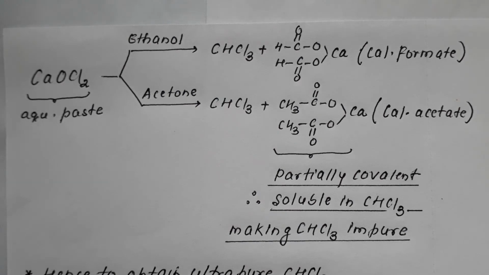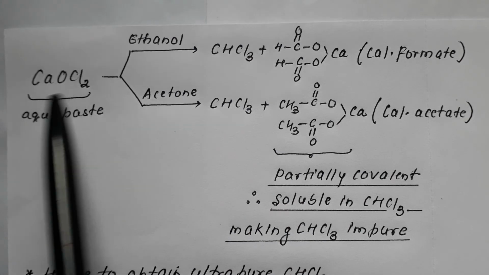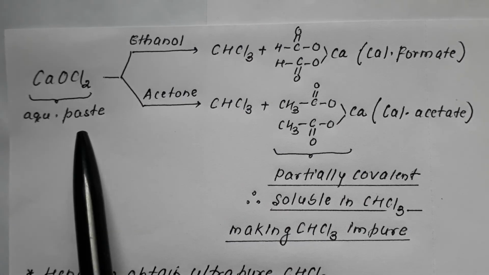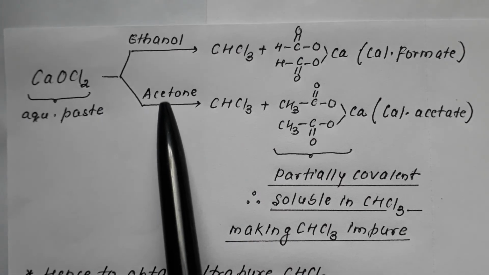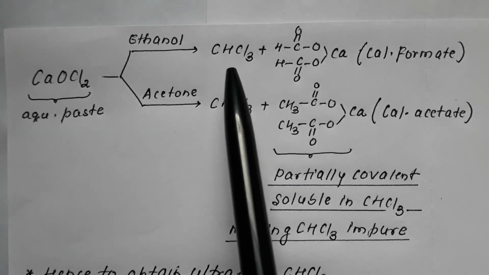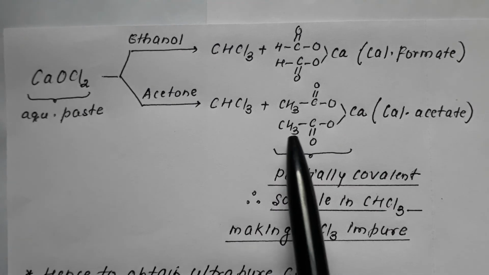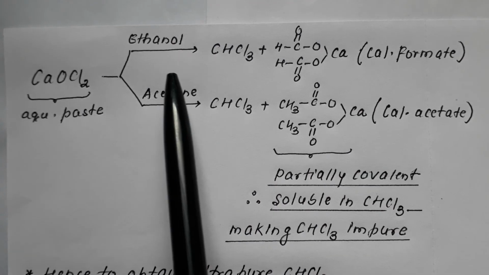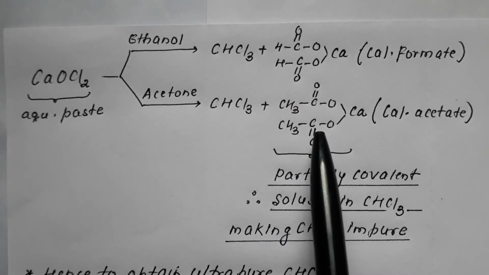Now coming on to a very important feature, very important for your competitive examination, being a very frequent question in the examination. Now if we take aqueous paste of bleaching powder and make it react with either ethanol or acetone, it results in formation of chloroform. In the first case we get calcium formate, in the second case we get calcium acetate. So with ethanol, chloroform plus calcium formate, with acetone, chloroform plus calcium acetate.